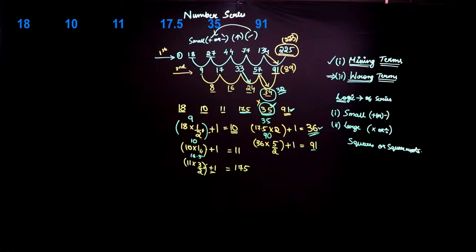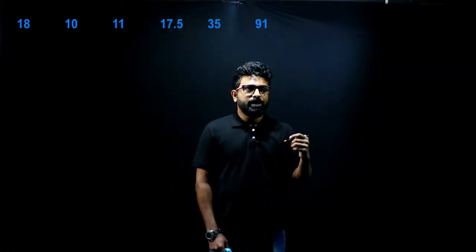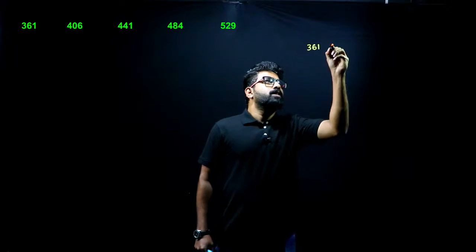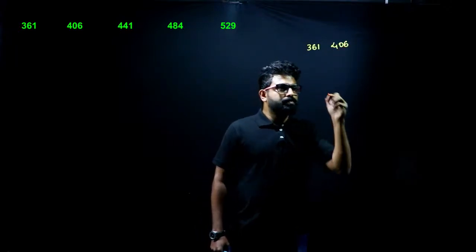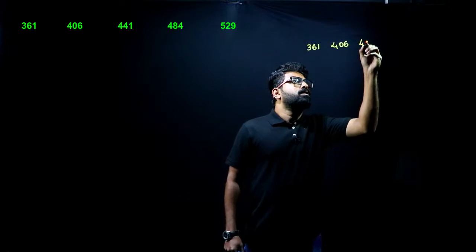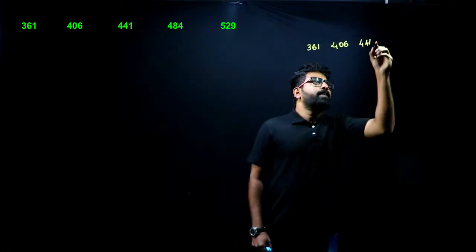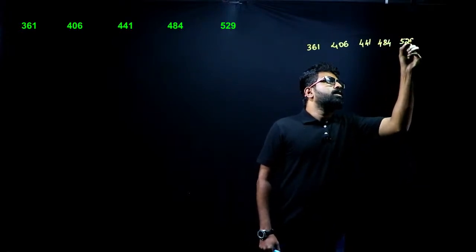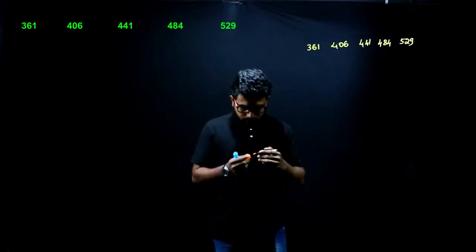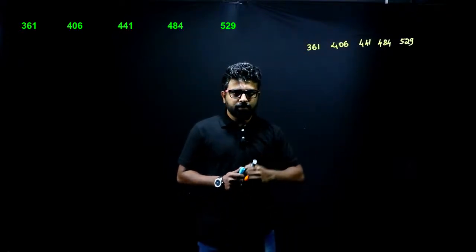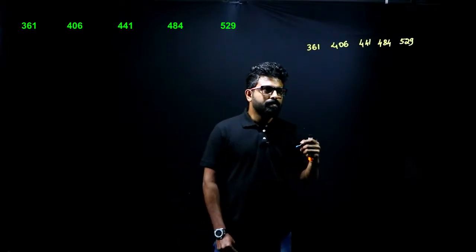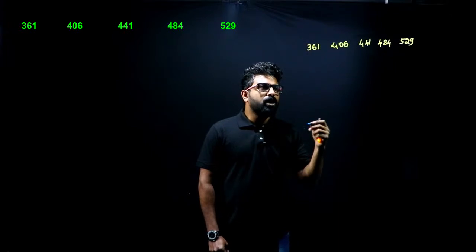Okay. So let us continue with our next question then. What is our next question here? Next question is 361, 406, 441, 484 and 529. When you look at these numbers, can you find any logic in it? I want your answers, people. Can I find any logic here?